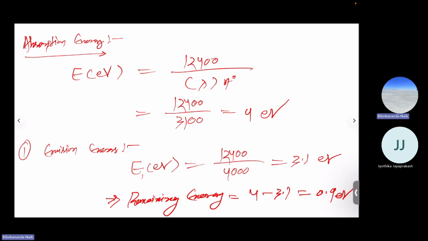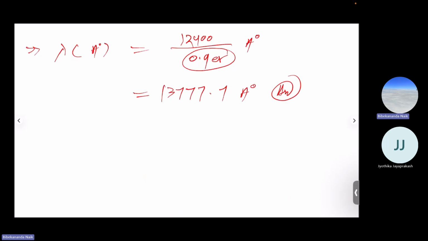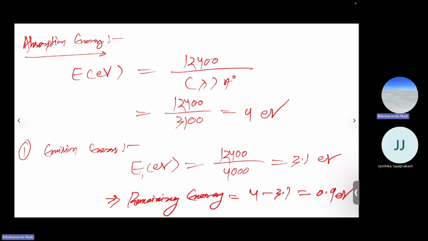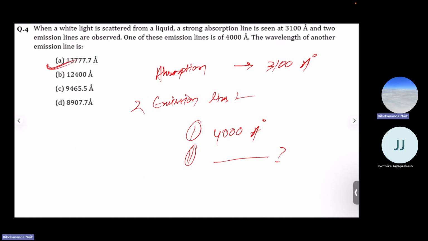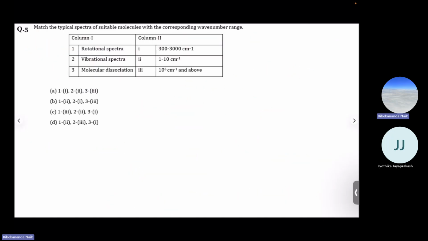So the total absorbed energy of 4 eV is getting emitted in two components. One is 3.1 eV, another is 0.9 eV. So 3.1 eV corresponds to 4,000 Angstrom, and 0.9 eV corresponds to 13,777.7 Angstrom. So the higher the energy, the lower the wavelength and the higher the frequency, because E is directly proportional to frequency and E is inversely proportional to wavelength lambda. I hope this is clear to everyone now. So the correct option will be option A, 13,777.7 Angstrom.